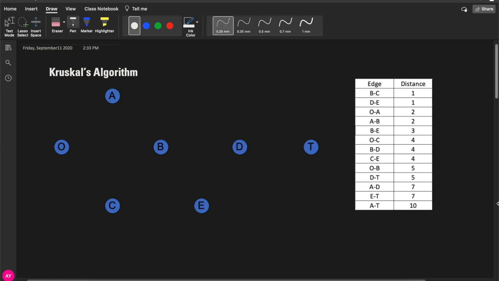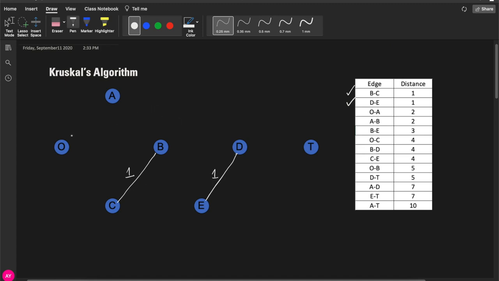Okay? And of course, because we are looking for the minimum spanning tree, we will start with the cheapest. So the cheapest here is BC. So we can add the edge BC with the distance of 1. Okay? Next, DE. Will adding DE cause a cycle? No. So we can also add DE with a distance of 1.